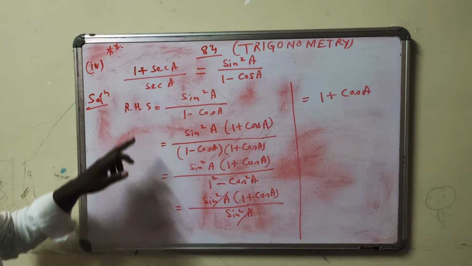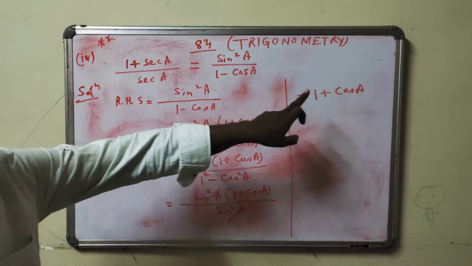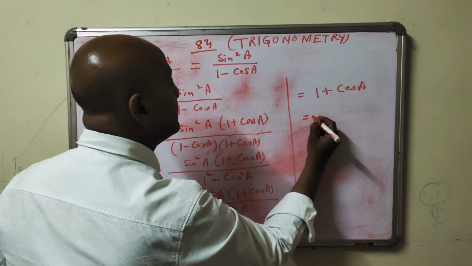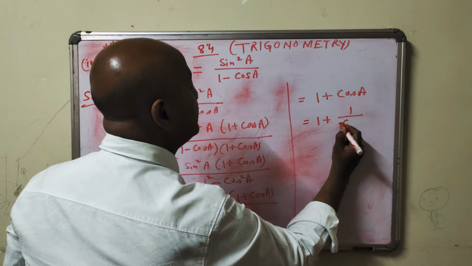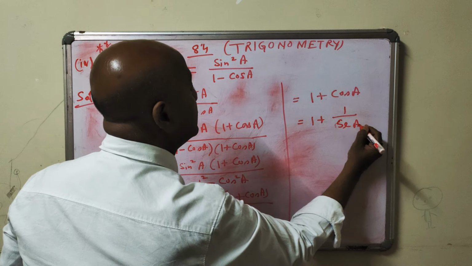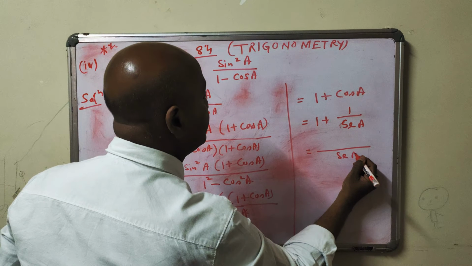Now what do we have to show? We have to show this part. Here sec is here, but here cos is here. So simple. Convert sec into cos. Cos theta means 1 by sec A. Cos means 1 on sec. Take LCM.